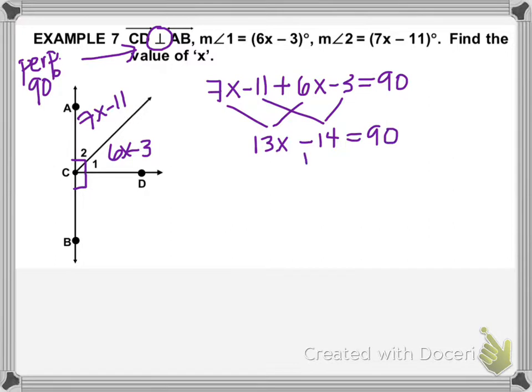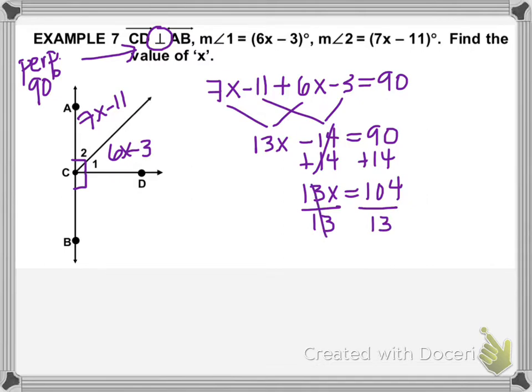Let's move our constants to the right by adding 14 to both sides. So I get 13x equals 90 plus 14, which is 104. And then we'll divide both sides by 13, which equals 8. So there's the value of x. Again, I could go back and plug it into either of my expressions to find the actual angle measures of angles 1 and 2.